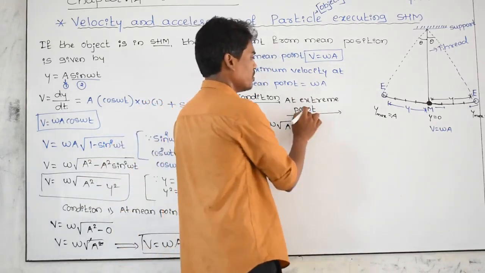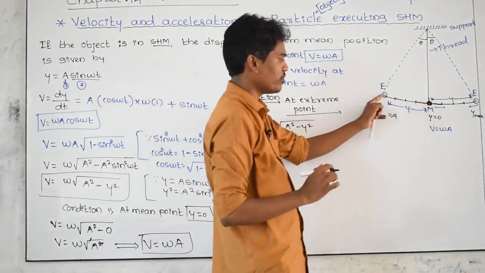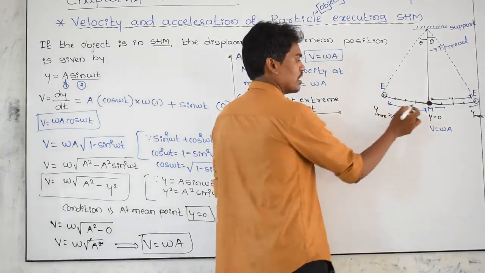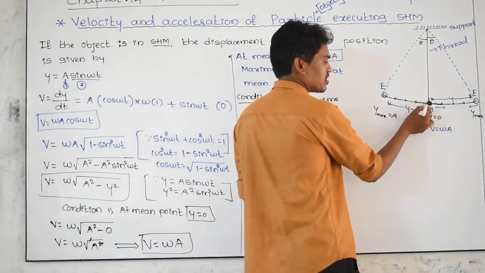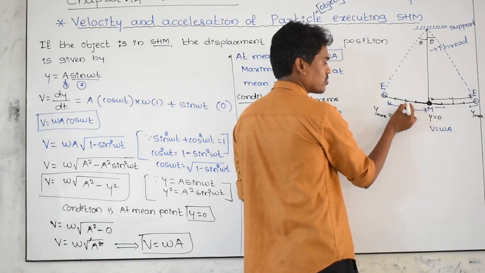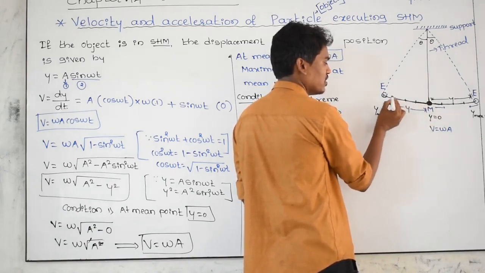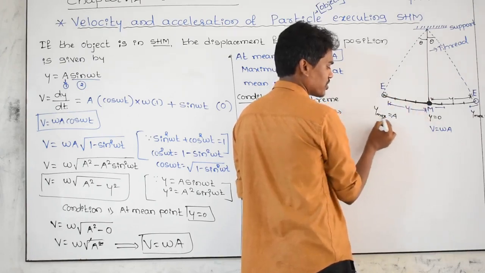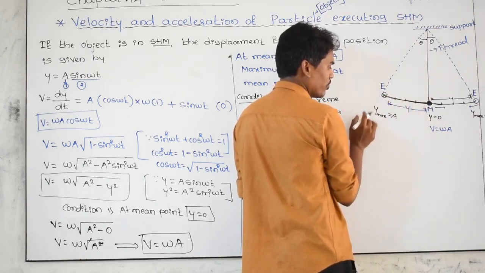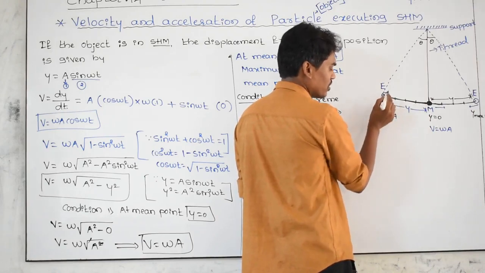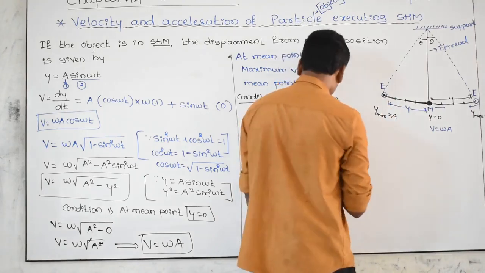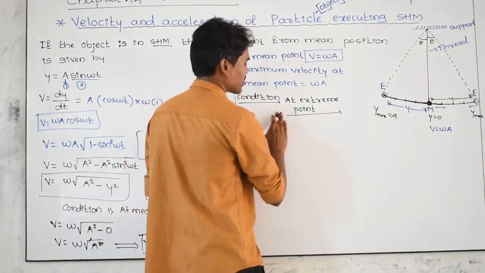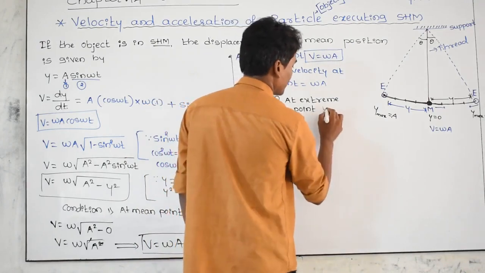At the extreme position, displacement is not 0. If it is here, displacement is 0. If it is here, this is the displacement. And this displacement is called the maximum displacement, called amplitude. When the object is here, at the extreme point, that displacement is called amplitude. Therefore, whenever the object is at the extreme point, y is not 0.